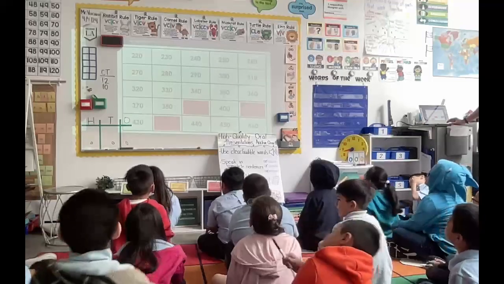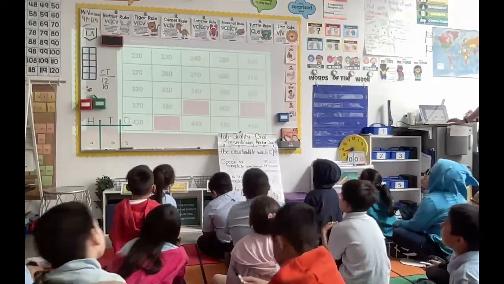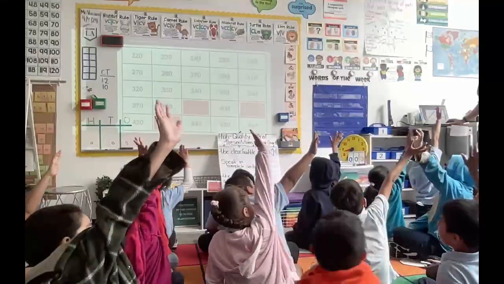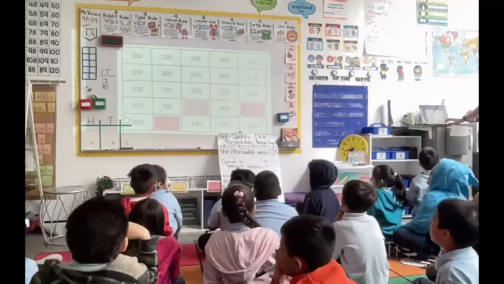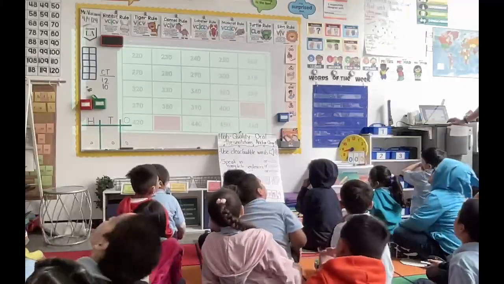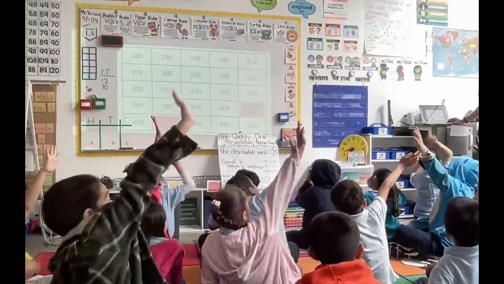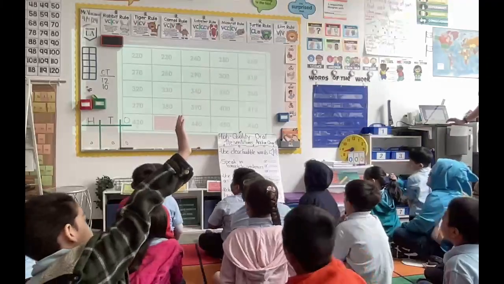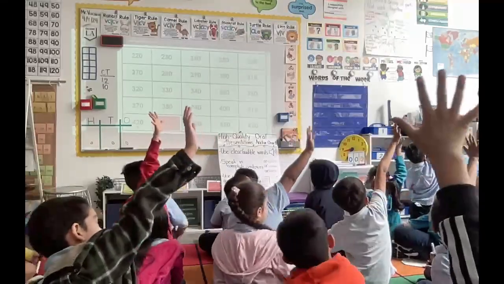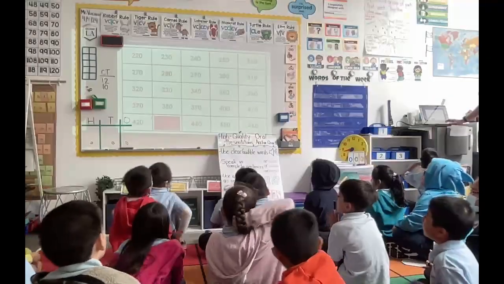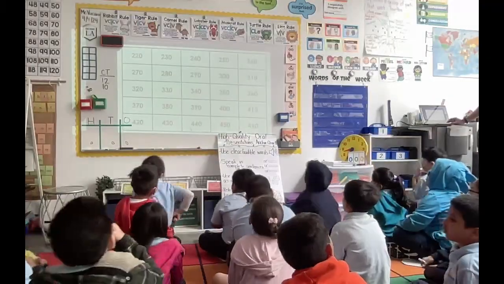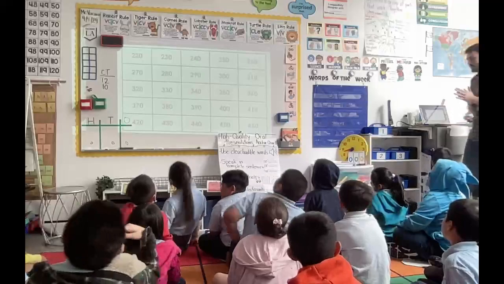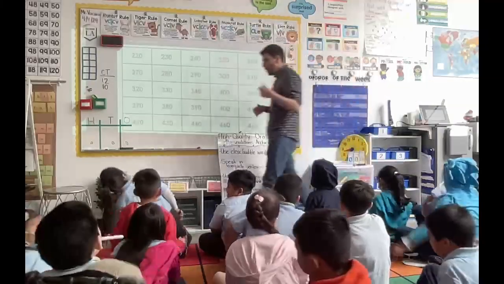340. 350. 360. 370. 380. Steve? 390. What'd he say? 390. Keep going. 400. Julie? 410. What'd she say? 410. 420. Jacob? 430. What'd he say? 430. 440. 450. 460. Awesome.